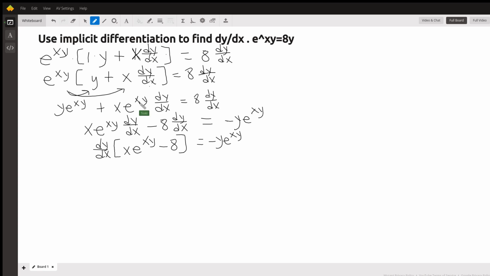To solve, you want to get rid of the stuff that's multiplied to it. We're going to divide each side by x e to the xy minus 8. So that's going to make that cancel out. So dy dx is equal to this answer right here, negative y e to the xy over x e to the xy minus 8. And there are other ways you could write that final answer.